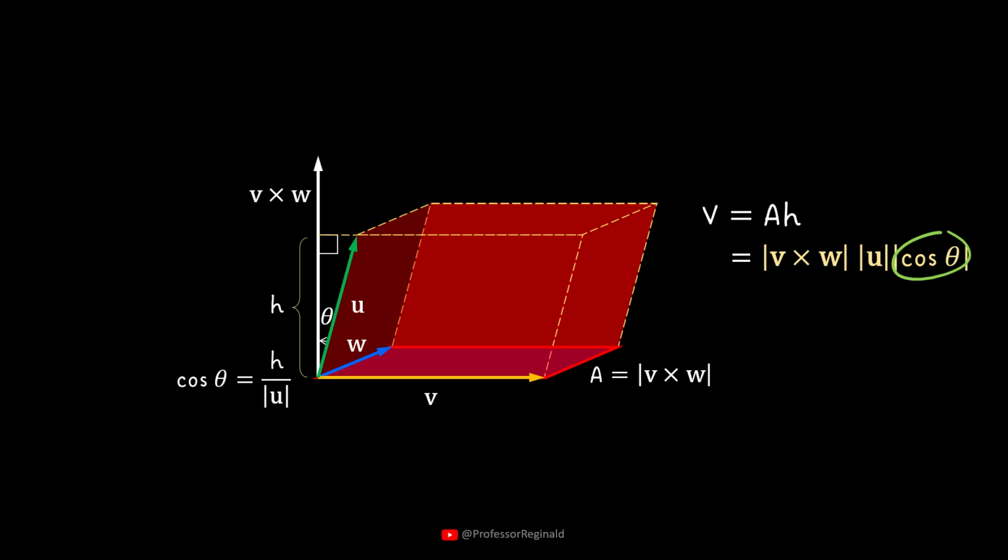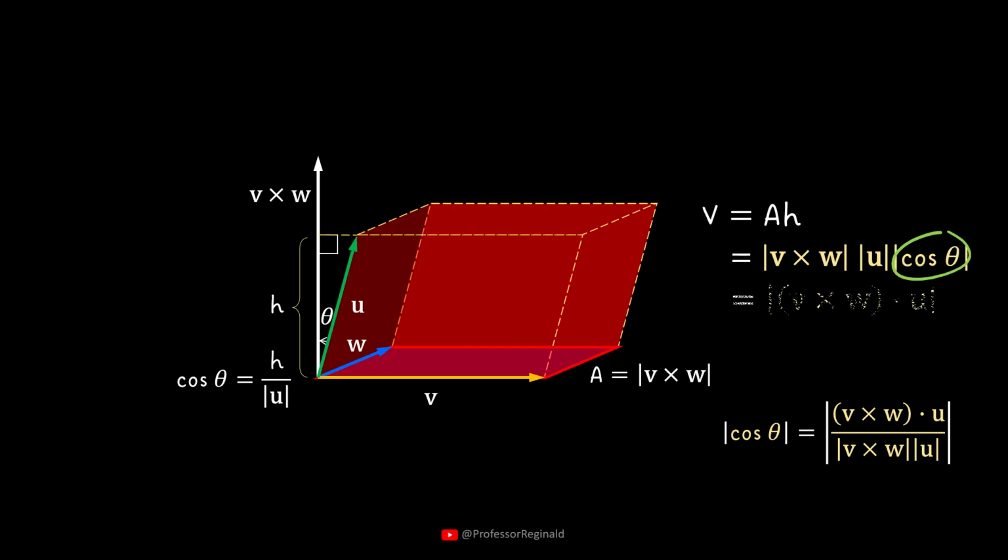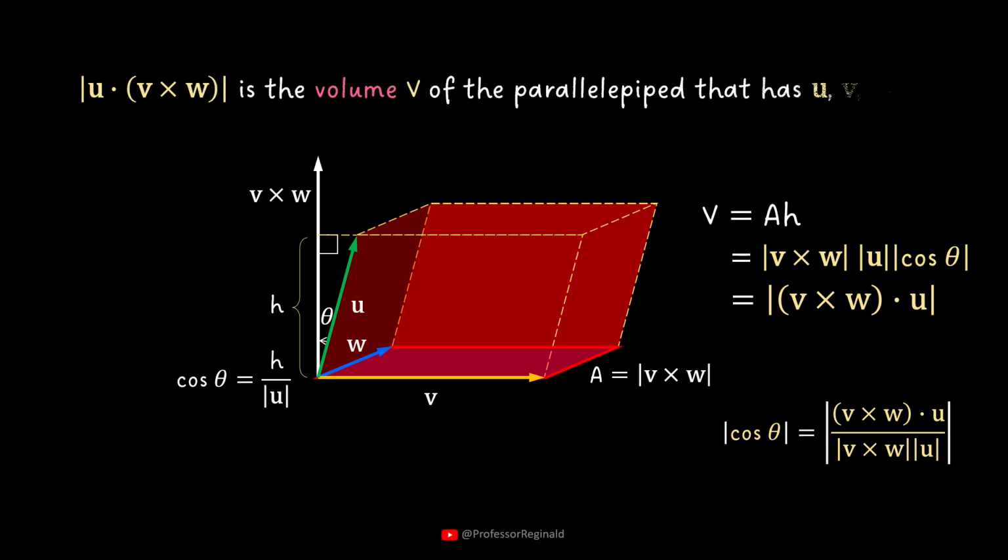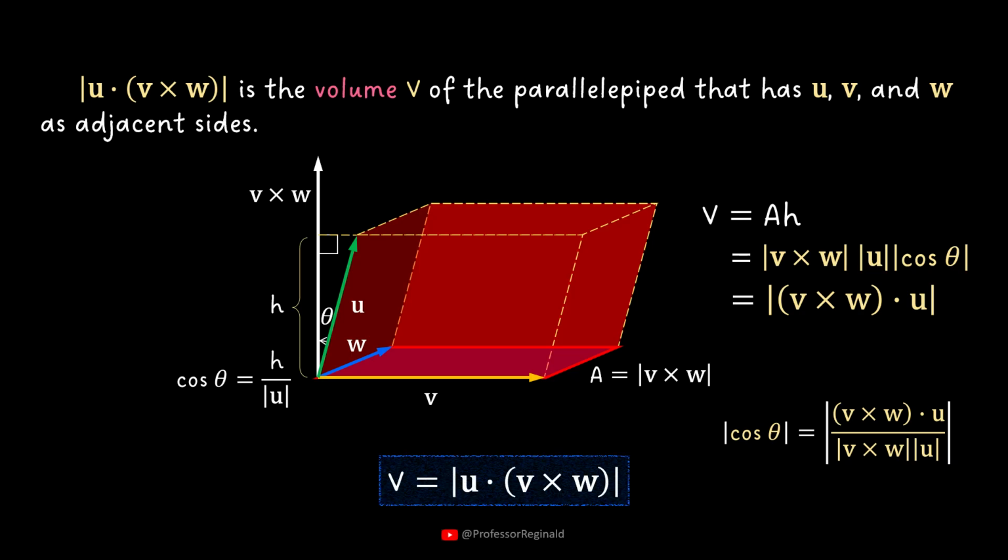Moreover, recall that the cosine of the angle between two vectors is the dot product of two vectors divided by the product of their norms. Therefore, the volume of the parallelepiped is given by the absolute value of the scalar triple product, which can be computed using the determinant in the previous page.